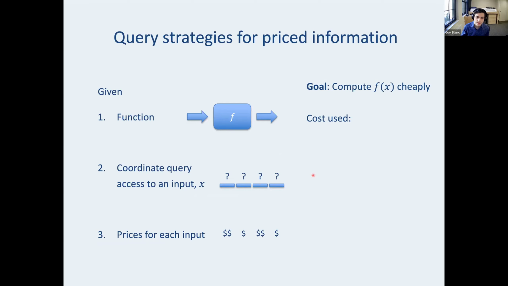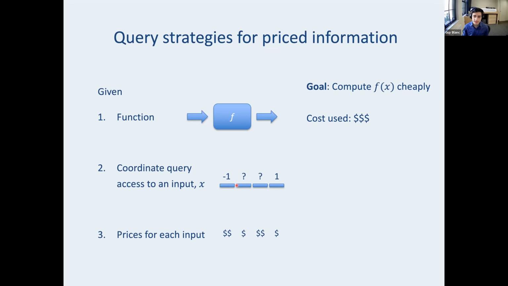And our goal is to compute the value f of x as cheaply as possible. Just as an example, let's say our algorithm decides, okay, the last bit seems really useful, so it can query it at the cost of $1. And then it might be, oh, given that that was a 1, I think the first bit might be really useful. So okay, it'll pay $2 more, and now it'll get the first bit. And it could keep going and querying, but maybe it'll say, oh, I've seen enough.